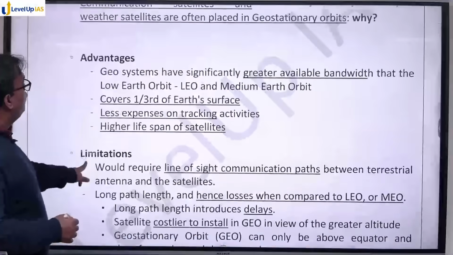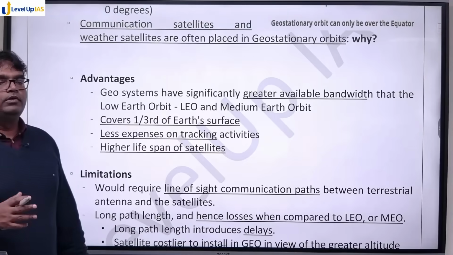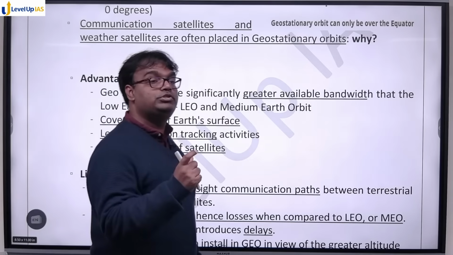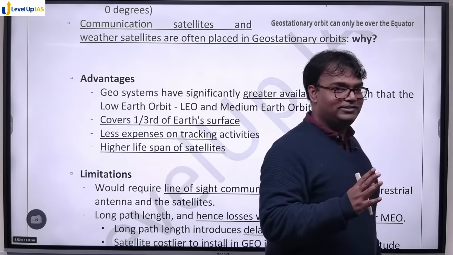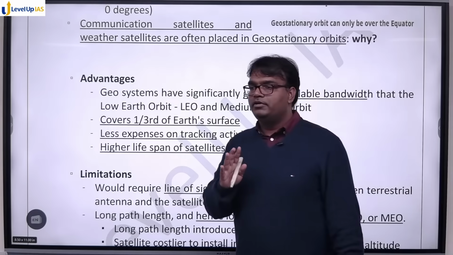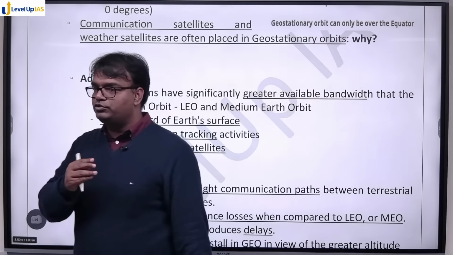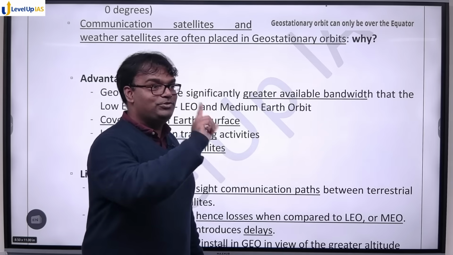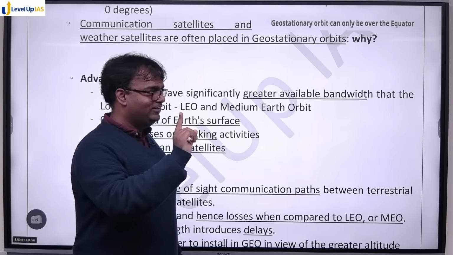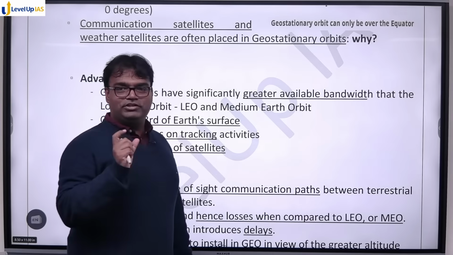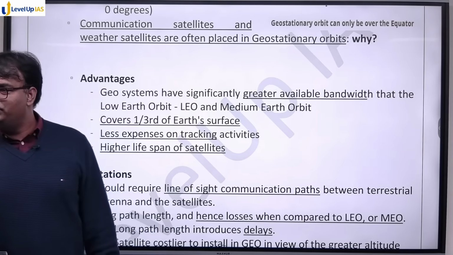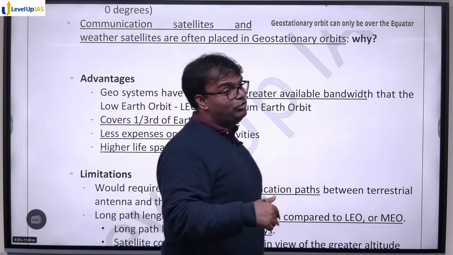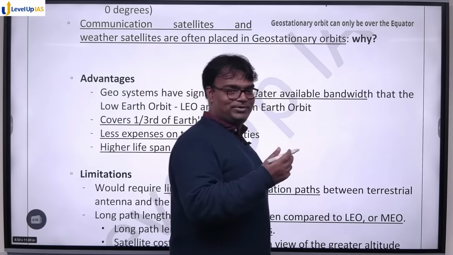Okay, now what are the advantages of geosynchronous orbit? Please note, when I am using the word geosynchronous, geostationary is included in it. Right? Geostationary is a subtype of geosynchronous. But when I am using the word geostationary, all geosynchronous would not be included. Not all geosynchronous satellites would be geostationary, but all geostationary would be geosynchronous.